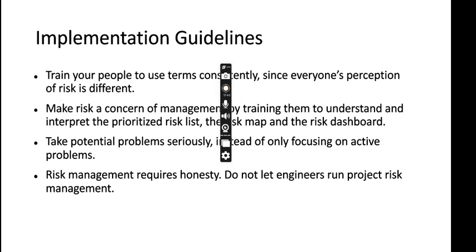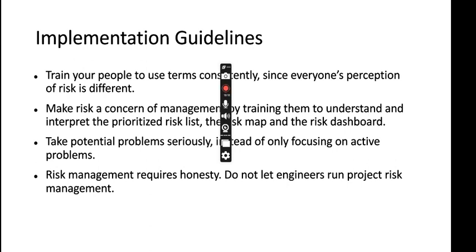Then guidelines to implement risk management. First of all, train new people because they have different perspectives of different risks. Just train them how to consistently handle different risks. Then make risk a concern of management by training them to understand and interpret the prioritized risk list. You have prioritized which one we should go first, so train them and then make sure that they can cope with that, or they can adopt the system.